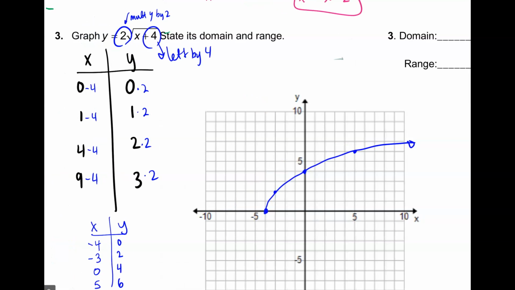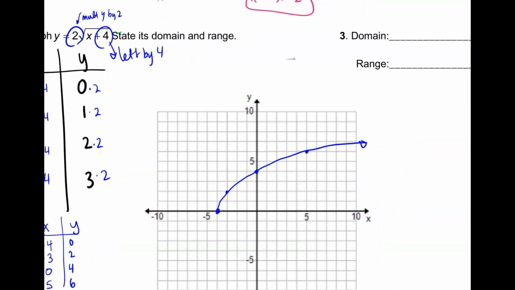The black points are from the parent function. Domain is the x. What is my domain? One person raise your hand. Negative 4. Good job. My x is greater than or equal to negative 4, because all my x values are greater than negative 4. What about my range? y is greater than or equal to 0, bigger than 0 or equal to 0.